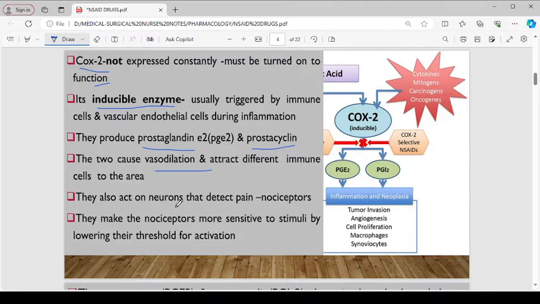Furthermore, they also act on neurons that normally detect pain, which we refer to as the nociceptors. And how do they affect the nociceptors? They make the nociceptors more sensitive to stimuli by lowering the threshold for activation. Thus, someone is able to perceive more pain.